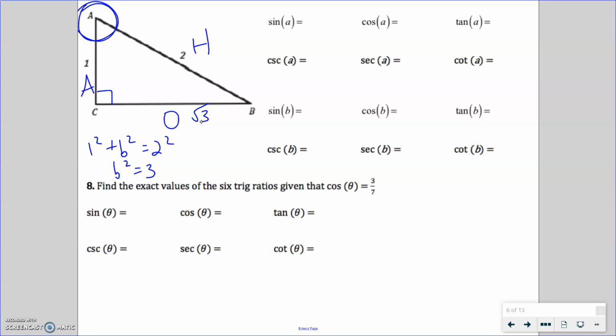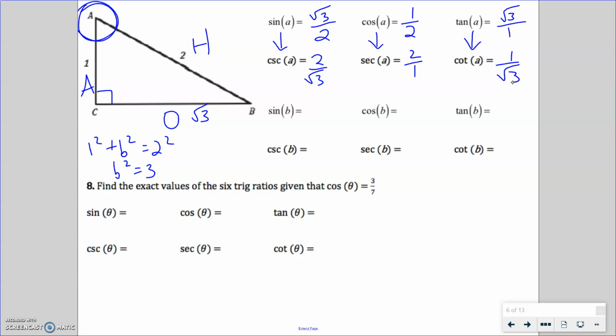So sine is O over H, square root of 3 over 2. Cosine is A over H, so 1/2. Tangent is O over A, so square root of 3 over 1. So notice how I purposefully have put the ones that are inverses right next to each other so you can start getting the hang of this. So what I'm going to do is flip each of these ratios so that it matches.